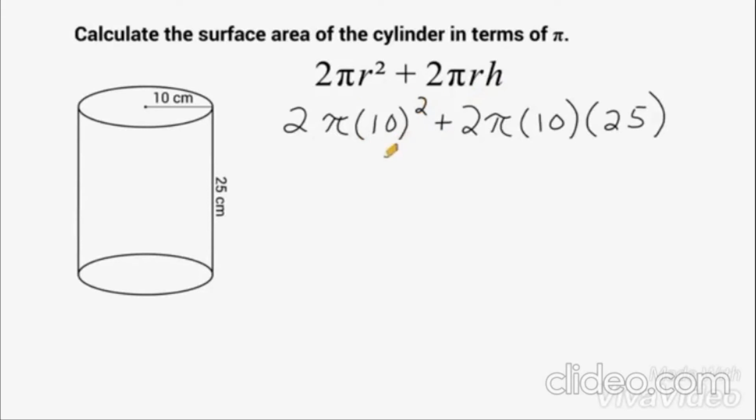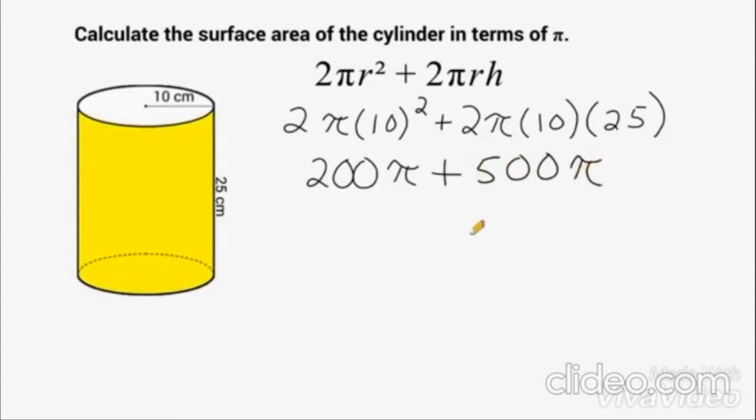So we will take 10 to the second power, which is 100. Then we take 100 and multiply that by 2, which is 200. We have to take 200 and multiply that by pi. 200 pi will give us the area of the two circular surfaces. And to the right of our plus sign, we have to multiply 25 times 10, which is 250, and 250 times 2, which is 500. So 500 pi will give us the lateral area of our cylinder.